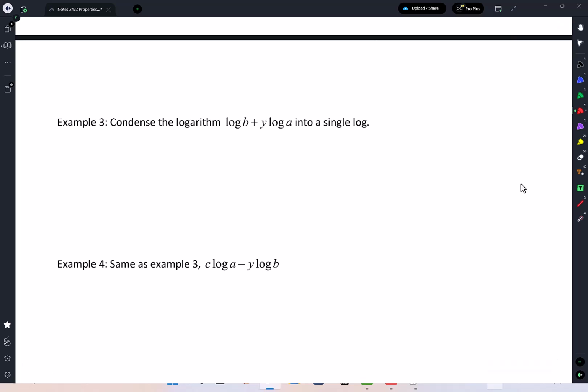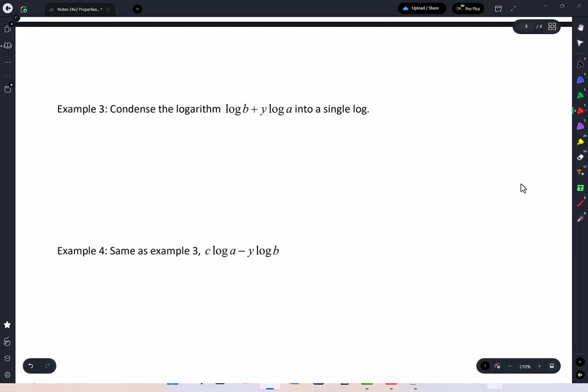So let's see what they want. Condense the logarithm log b plus y log a. They don't give you a base, that's fine. That means base 10, into a single log. So they just want one single log.